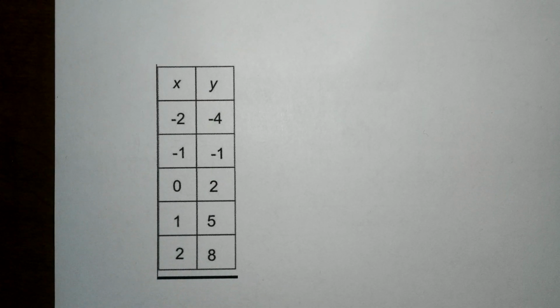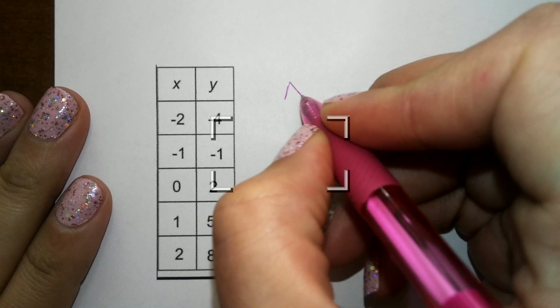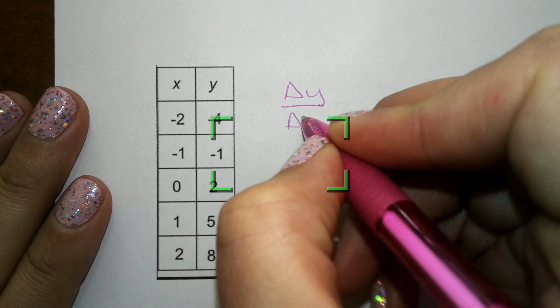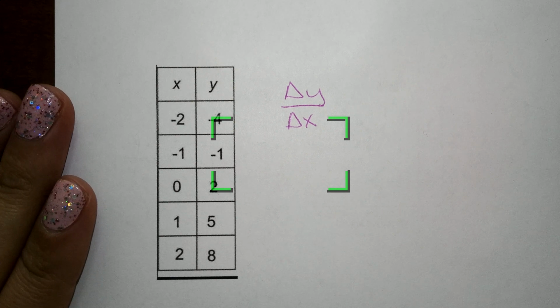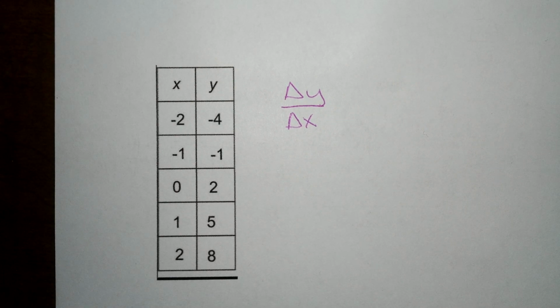Today we are going to find the slope from a table. The only difference here is that I don't have dots on a graph, but to find slope, I still need to take the change in y over the change in x. I'm going to show you a little bit of a shortcut so we don't have to worry: positive, negative, what's going on?